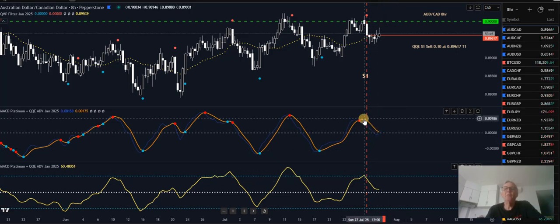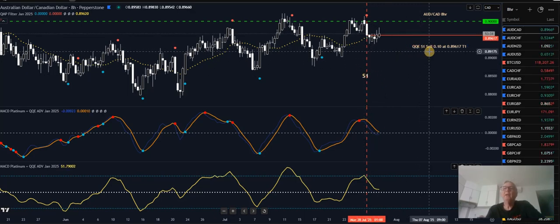Even though I'm not worried about the MACD Platinum at the moment, I'm just looking at these two things. For any QQE, so QQE sell sequence 1, that just gives me an idea so I can keep track of my trades on the spreadsheet. Sell 0.1 at whatever price. T1 is trade 1, so it's a sell in there.